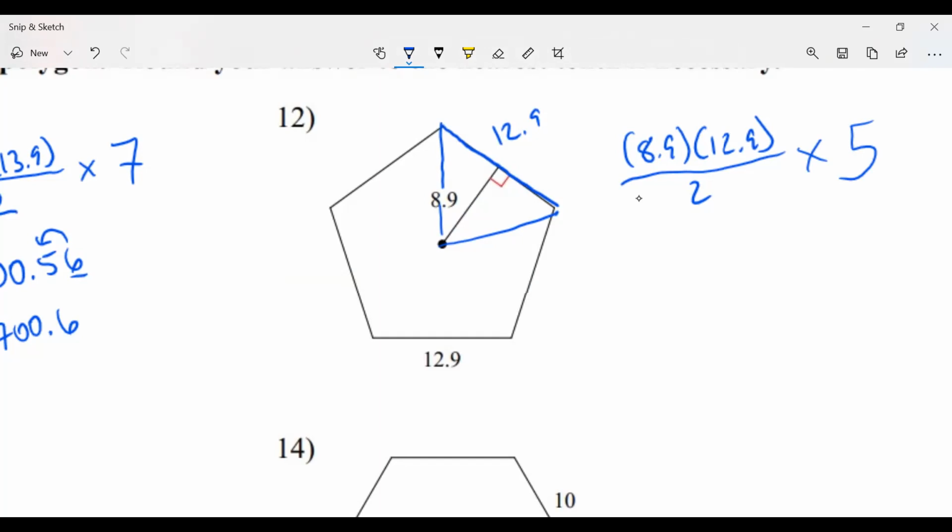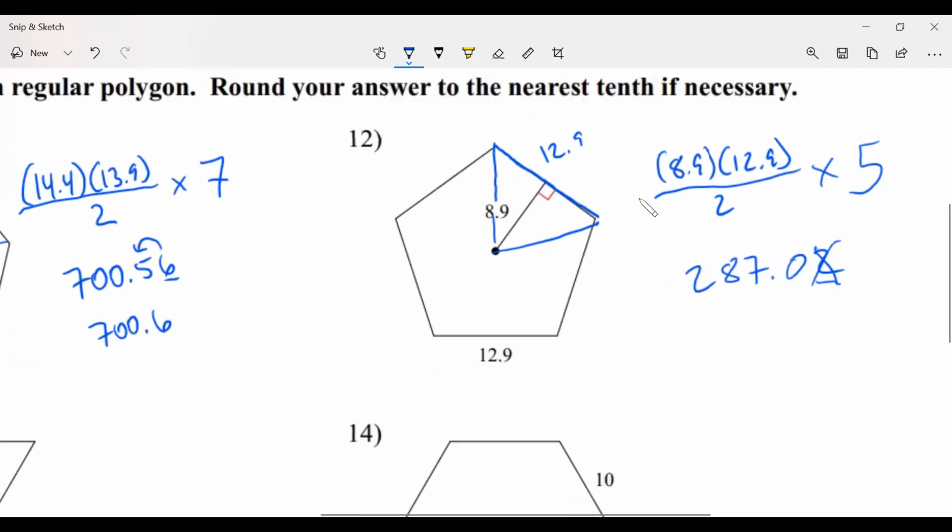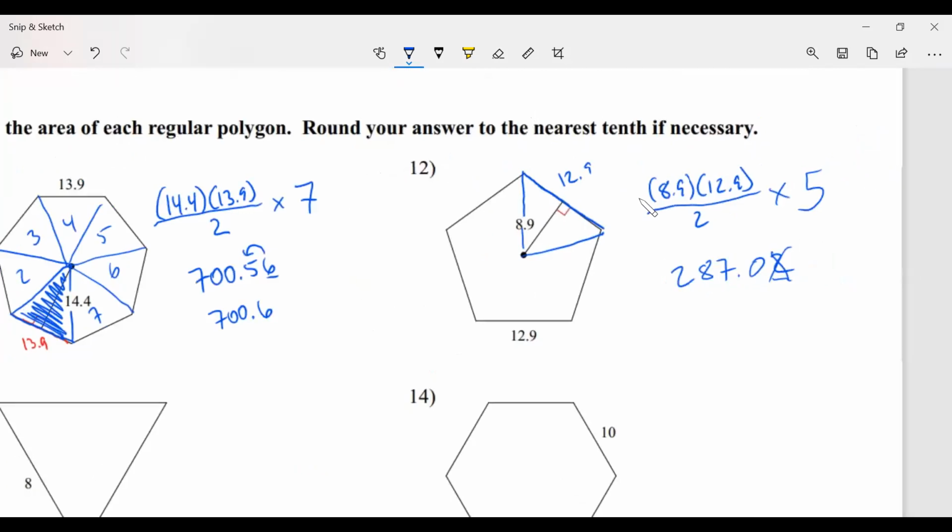And my calculator says 287.02. Take a look at the second decimal number. It is too small, so I'm going to ignore it. So I can call this 287.0 or just 287, whichever one you want. The 0.0 can be ignored. So when we have the apothem, it's nice.